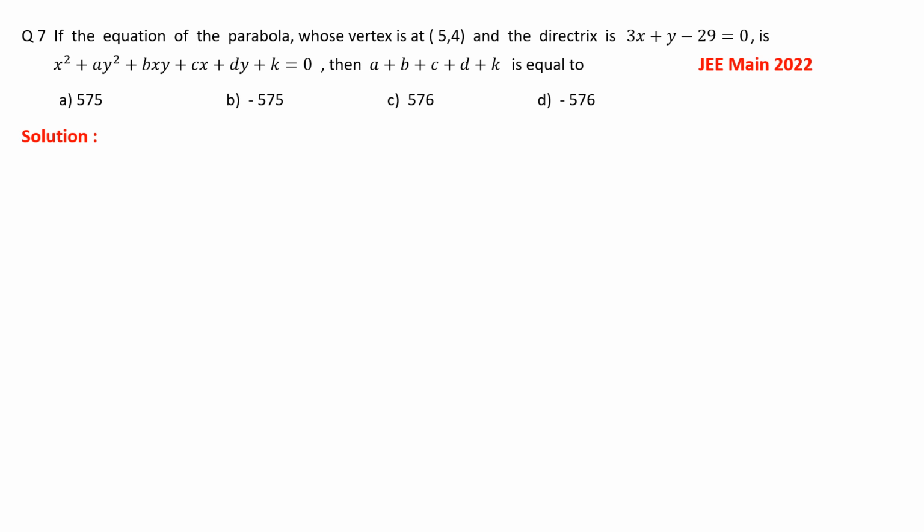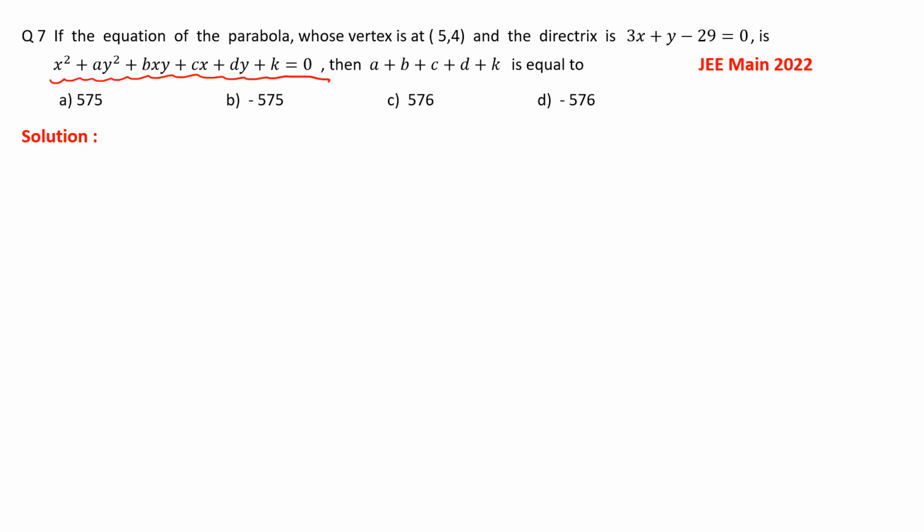Now basically in this question, we have to get the equation of the parabola. Once we get the equation of the parabola, we'll make the comparison and get the values of the coefficients a, b, c, d and k. And finally, we'll find their sum.